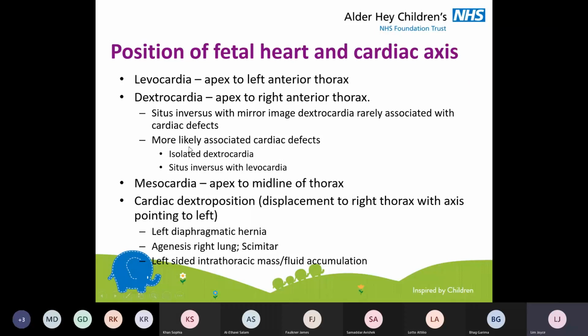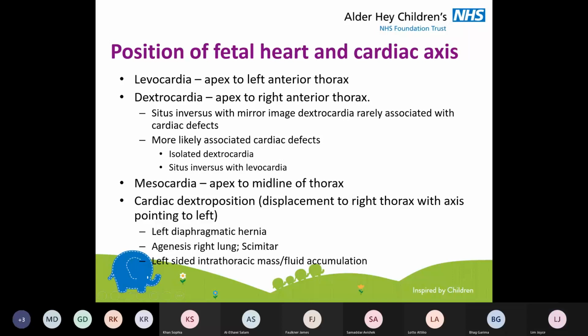You can talk about, is it more of an isolated cardiac condition, or does it have associated cardiac defects? Is it isolated dextrocardia, or is it situs inversus with levocardia, or is the heart just in the midline, right in the center, with the apex pointing centrally, or is the heart still pointing to the left, but displaced to the right because of a structure or mass that is occupying the left-hand side? And the most common thing is a left diaphragmatic hernia.